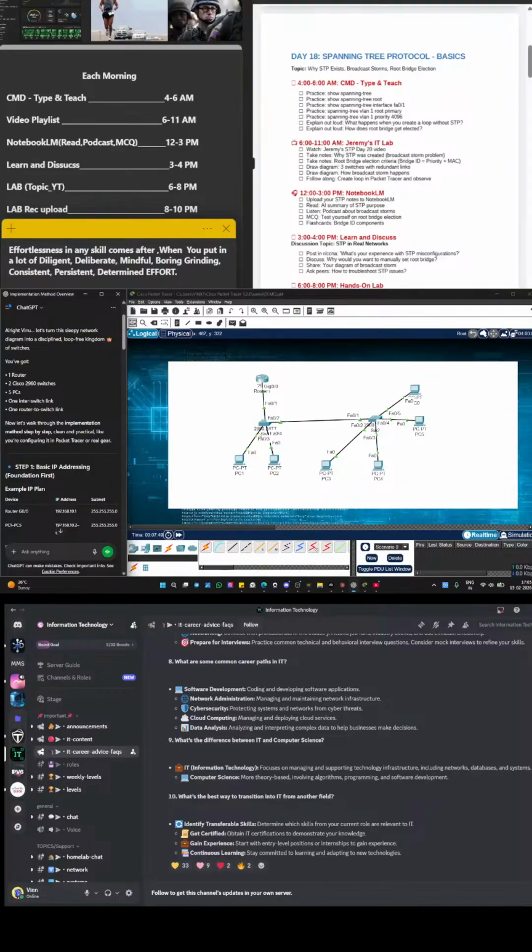Okay, so if there are F0/3 and F0/4, we have to go into global configuration mode. And let me just clarify every mode: the global configuration mode. Before that, there is the user exec mode, then privileged exec mode, then we reach the global configuration mode. In order to do that, we have to go into global configuration mode.